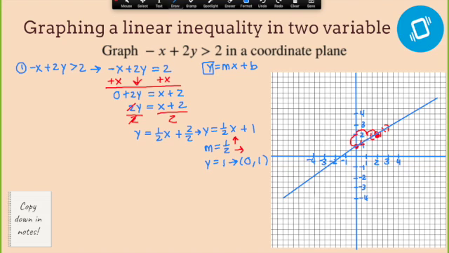I think that's straight, is it? Nope, that's not straight. One should be like this. Okay, there, that's straight.